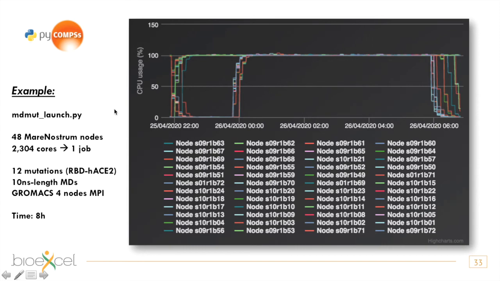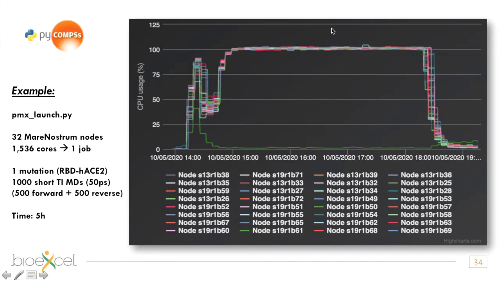Examples of the efficiency of these pre-exascale workflows and how they are able to use 100% of the CPUs of these many numbers of nodes that you can see here. So this is an example of the molecular dynamics of the mutations. 48 nodes, more than 2,000 cores in one single job. This is for the complex RDD humanase. It's a real example, 10 nanoseconds length that we were able to run in just 8 hours using 100%, as you can see here, of the CPU usage of the 48 MareNostrum nodes.